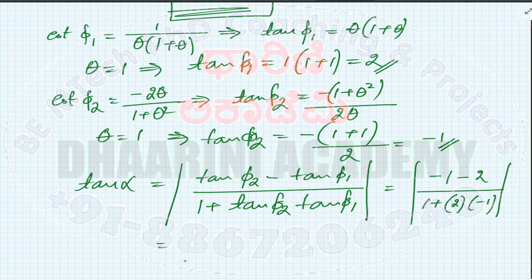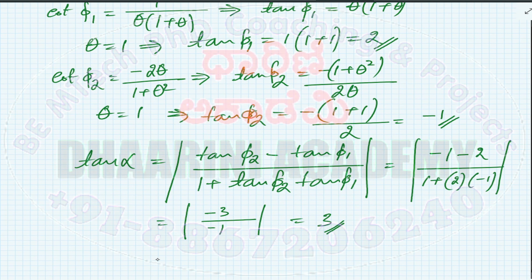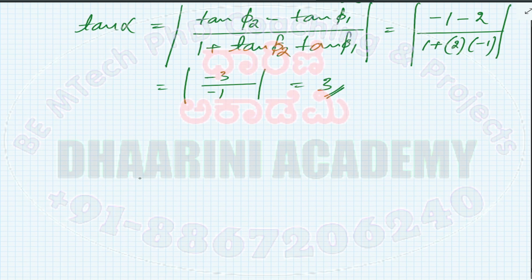So numerator is minus 3 divided by, this is minus 2 plus 1. So minus 2 plus 1 is minus 1. So this is minus 3 by minus 1, which is plus 3. So we have 3. So tan alpha is equal to 3. That implies I can directly calculate the alpha now. Therefore, alpha is equal to tan inverse of 3.